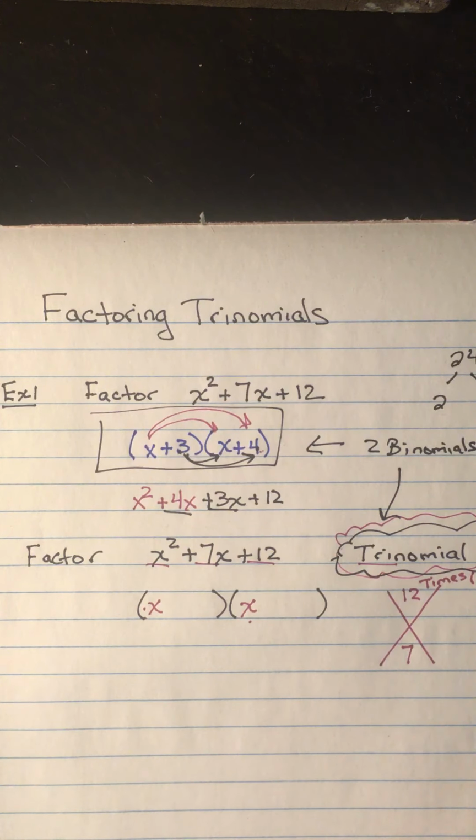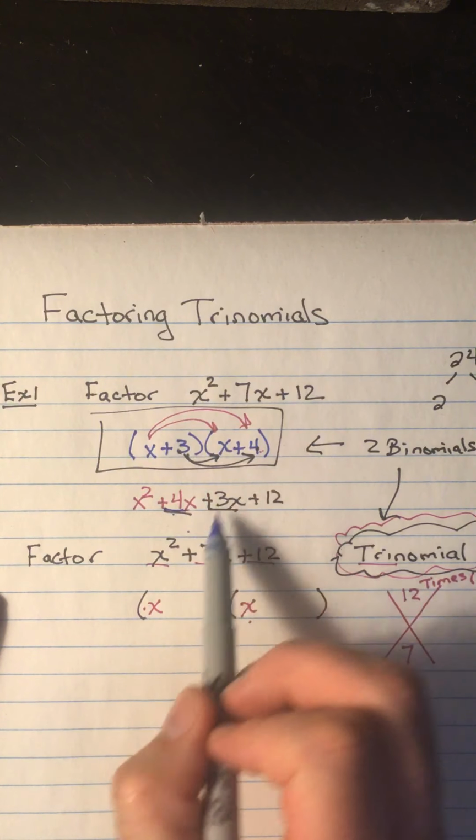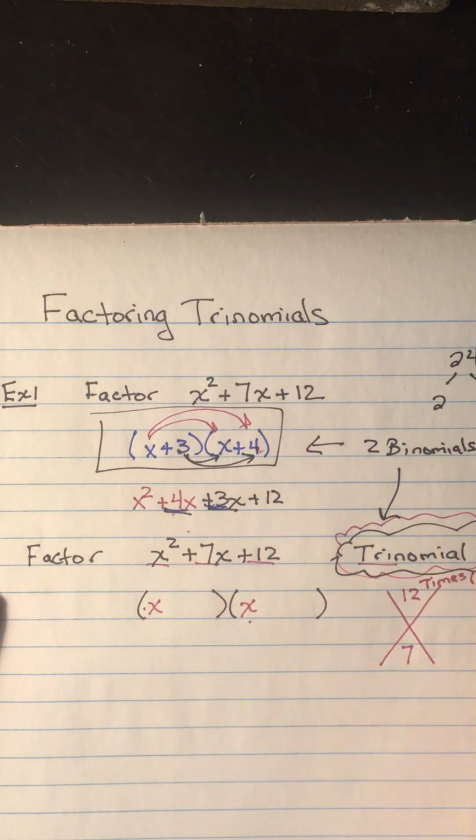Well, then I have to think about, where does this 7 come from? If you think about it, this 7 came from this 4 added to this 3. So it's numbers that multiply to 12 and add to 7. So in my head, I'm thinking, can I think of numbers that multiply to 12 and add to 7?